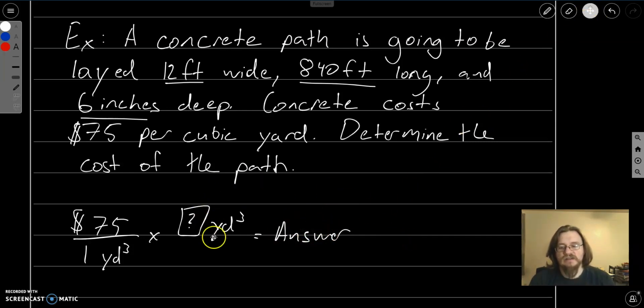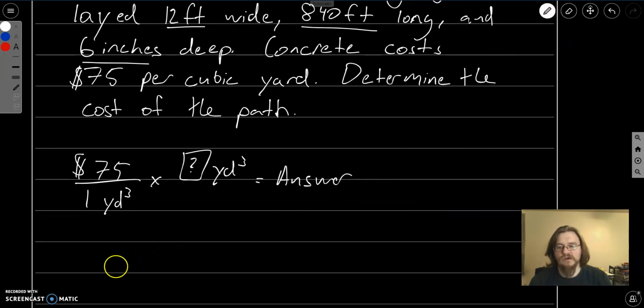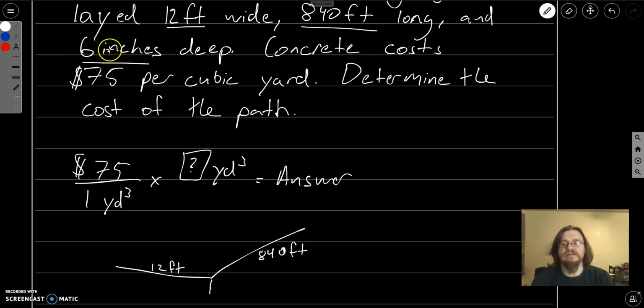So let's figure out how big the path is. Let's draw a very quick picture. Our path is going to be 12 feet wide, 840 feet long, and 6 inches deep. So not very deep. If everything is in feet, I want everything to be in feet. So for instance, this 6 inches, 1 foot is 12 inches, so 6 inches should be 1/2 of a foot.